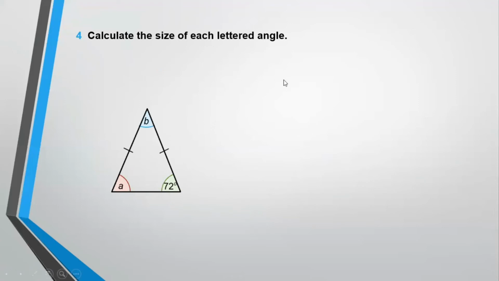Okay, let's take another question here. Calculate the size of each lettered angle. So now here there were only one unknown angle. Here there are two. Now this is an isosceles triangle. In an isosceles triangle, these two sides are equal. And one more property, children, the angles opposite to equal sides are equal. So that is how you get A is equal to 72 degrees. Since these two sides are equal, the angles which are opposite to those two sides will also be equal.